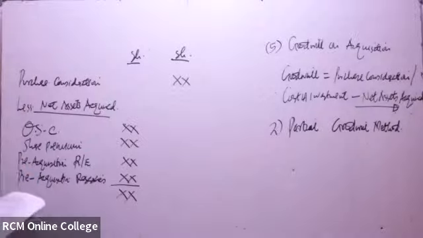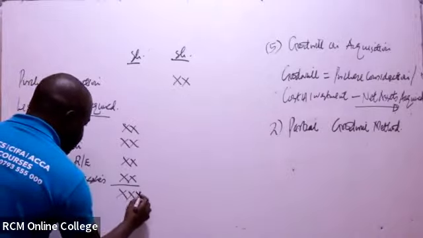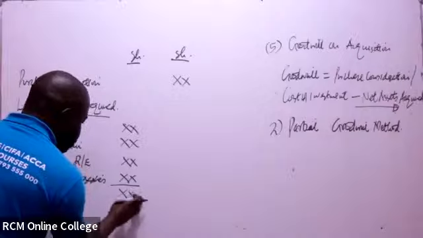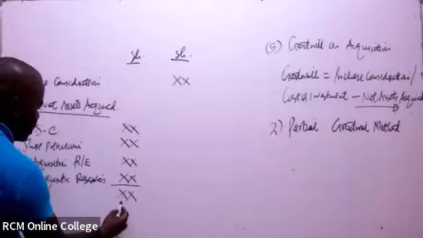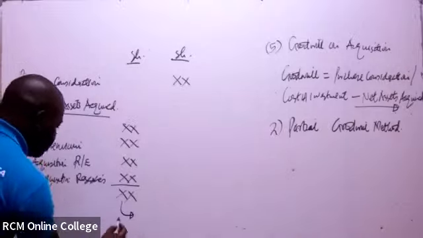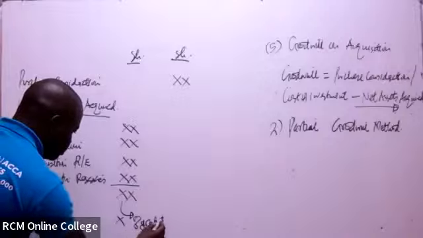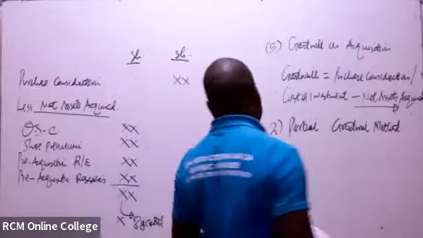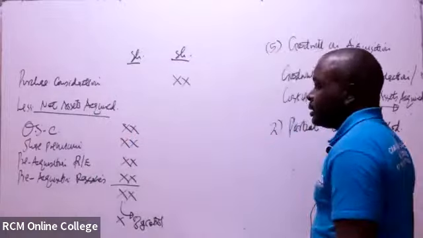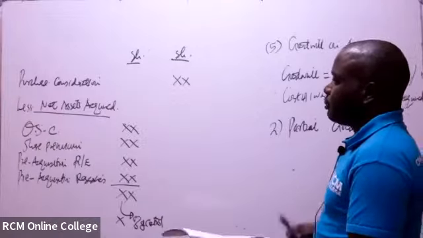This total you get here, you multiply by the percentage of control. Maybe in this case it is 80%, the percentage that the holding company controls. Because it is partial.